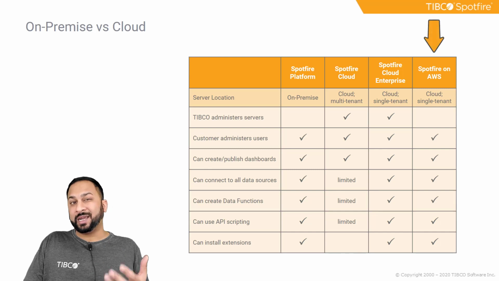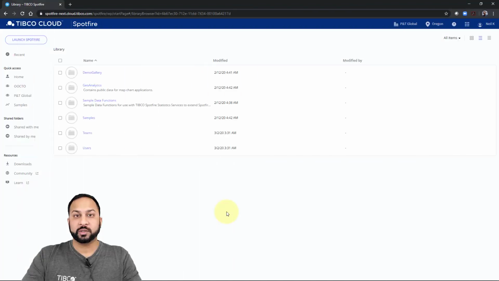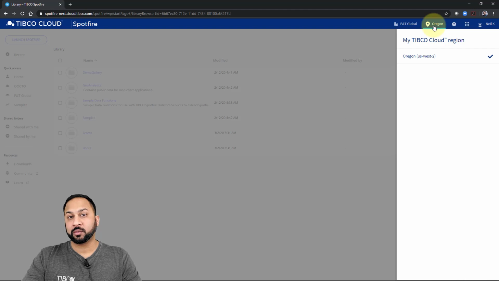And lastly, there's Spotfire in AWS, which is the pay-by-the-hour Spotfire version that you can find on the AWS marketplace. If you're using TIBCO Spotfire Cloud, note that in the top right, you can select your region, and you want to select the region that's closest to you. And if you have different teams on your TIBCO Cloud account, you can select those from the team selection there.